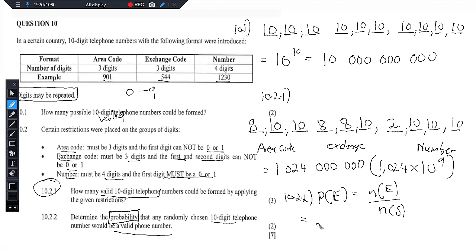So this will be 1.024 times 10 to the exponent of 9 over the total sample space, which is 10 to the exponent of 10. Now, all you have to do is grab your calculator and punch this. It will give you 64 over 625. That's all you needed to do to get this whole question for a whopping 7 marks, all of it.